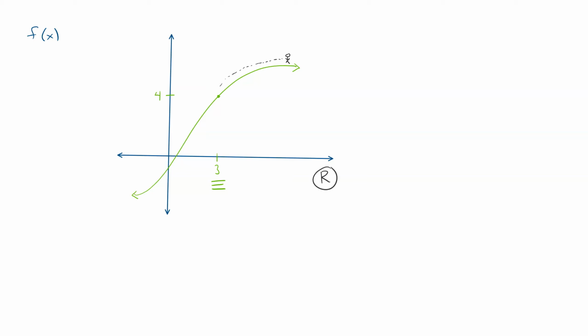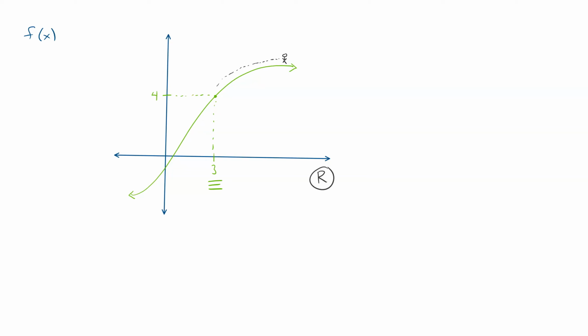The question I'm asking right now is, what y value are you approaching when you approach an x value of 3? Just visually looking at it, as my little ant-size me gets closer and closer to an x value of 3, I am getting closer and closer to a y value of 4.